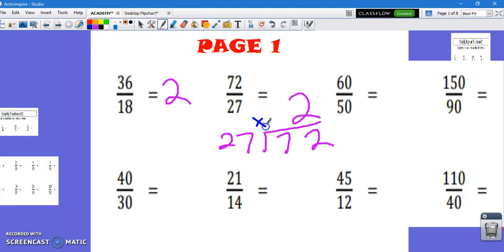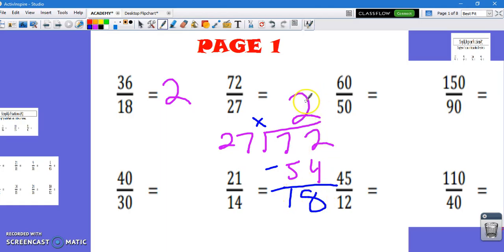What are we going to do now? We multiply. Okay? So if we're multiplying 27 times 2, and go ahead and do that in your calculator or look on your chart, you get 54. What do we do now? We subtract. Okay? So 72 minus 54, you get 18 left over, okay?